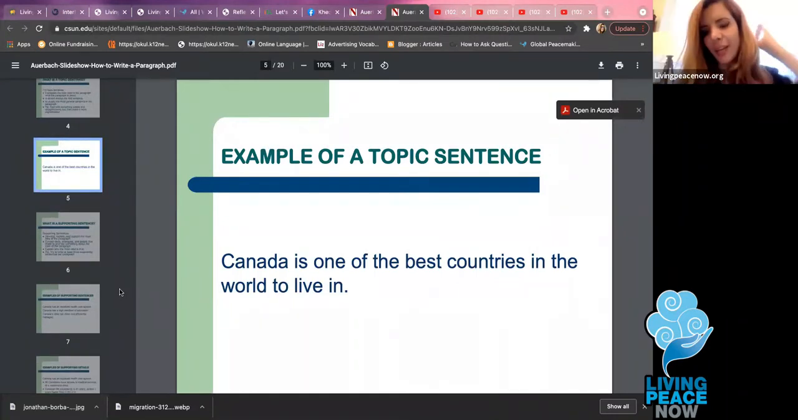Yes. So, an example of a topic sentence: Canada is one of the best countries in the world to live in. So when you have this as a topic sentence, what do you expect to have in your paragraph? Could you raise your hands? Canada is one of the best countries in the world to live in. What is going to be in your paragraph to talk about?